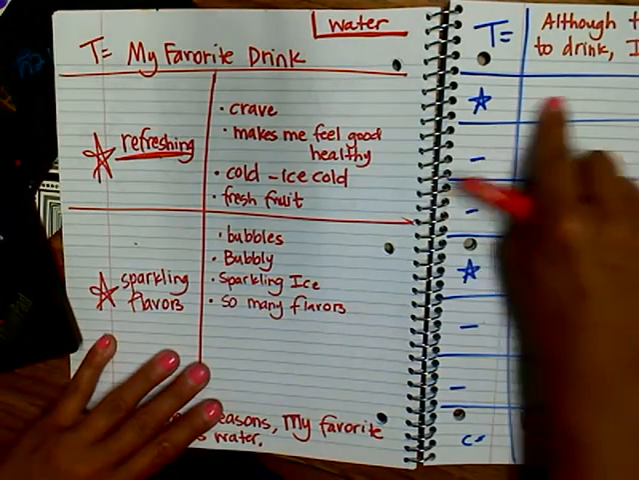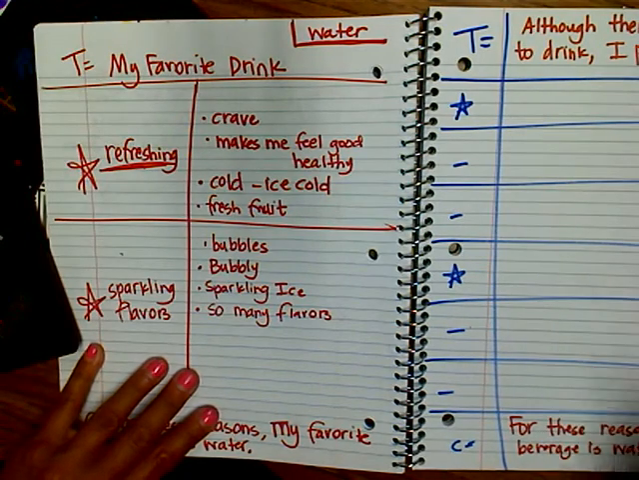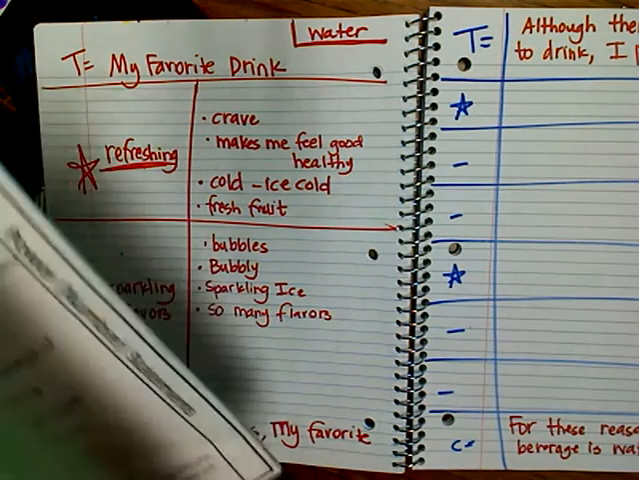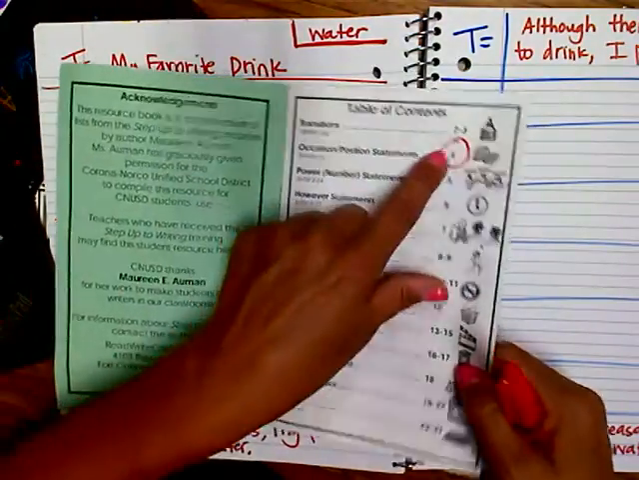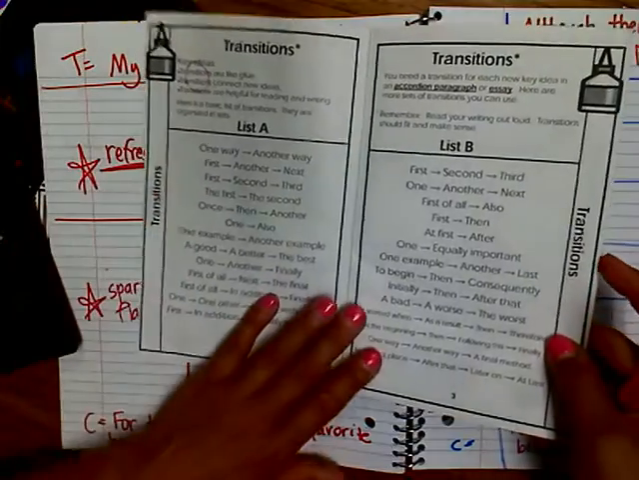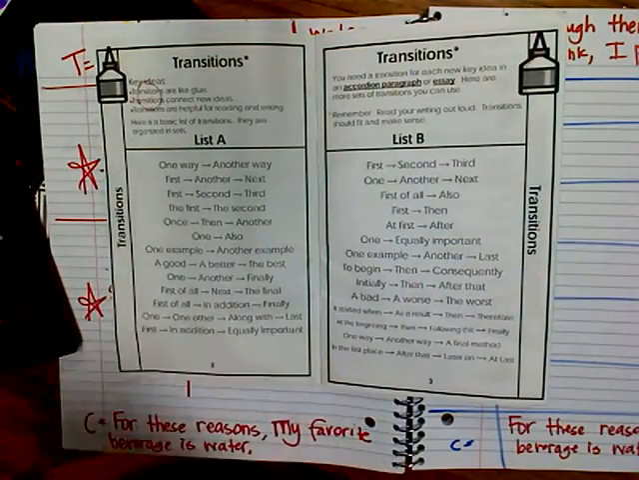I can't just write refreshing. I could say water is refreshing. That would be a simple sentence, but I think I can do better. So I'm going to go back up to my Step Up to Writing book, and this time I'm going to go to page 2 and 3, and those are transitions. Okay, and I can start with any of these words.